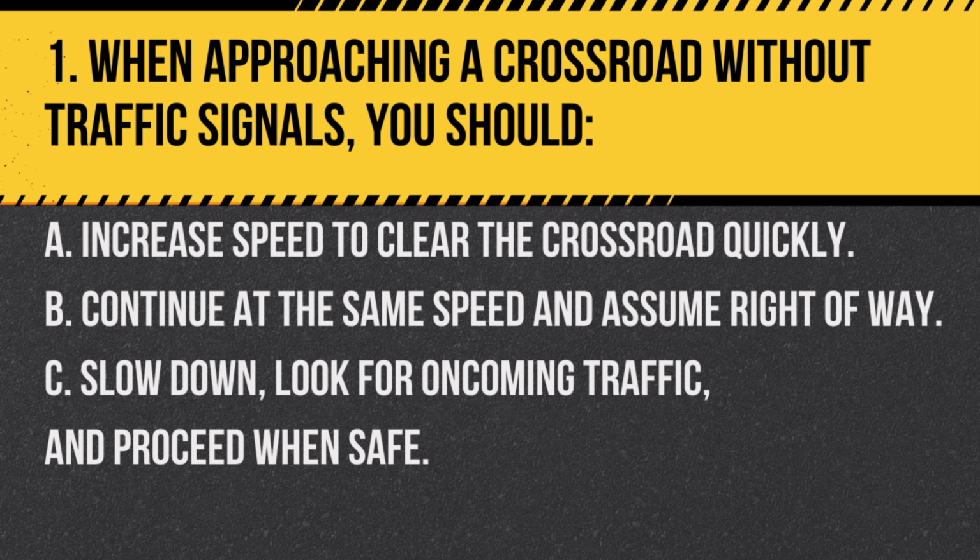Question 1. When approaching a crossroad without traffic signals, you should: A. Increase speed to clear the crossroad quickly. B. Continue at the same speed and assume right-of-way. C. Slow down, look for oncoming traffic, and proceed when safe.